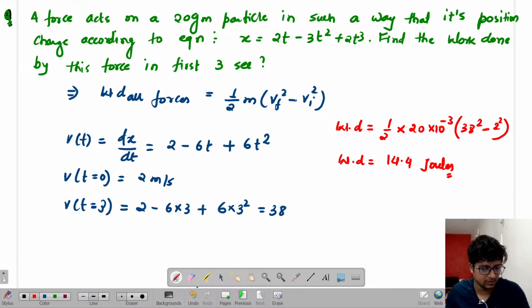Okay, clear. So this was the work done by all different kinds of variable forces. Is that clear or not?